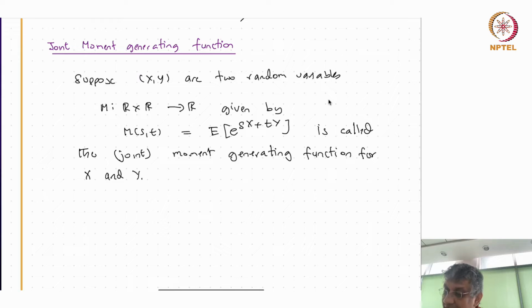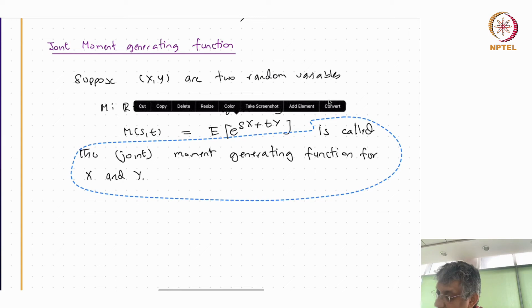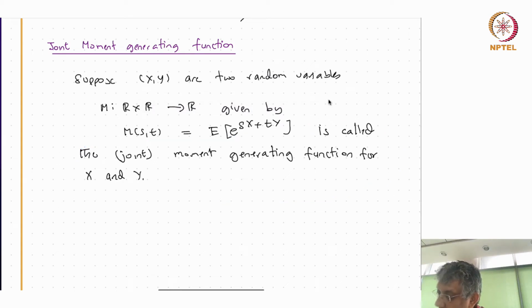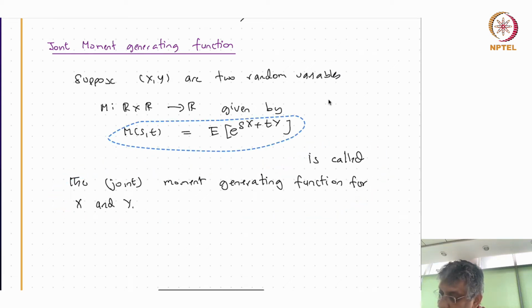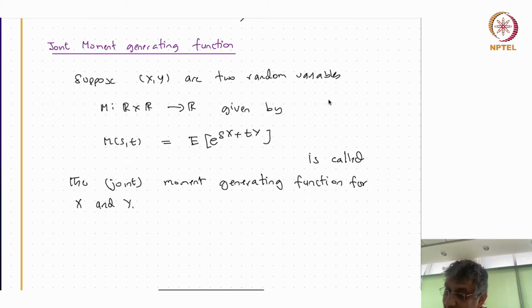So just remember, it's a little different from the other one. The idea is that this is a function of two variables, S and T. Before, the moment generating function was only one variable, but now it is two variables. Sometimes people write it as M sub X of S comma T, or M sub (X, Y) of S comma T, just to make sure you understand which one I'm talking about.